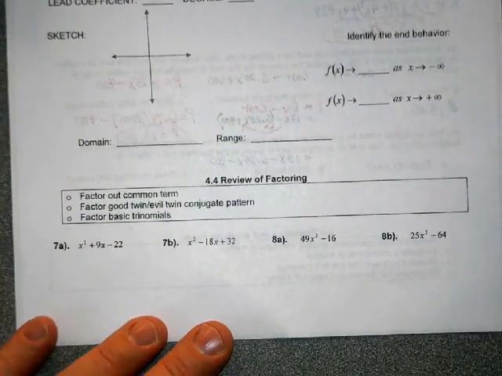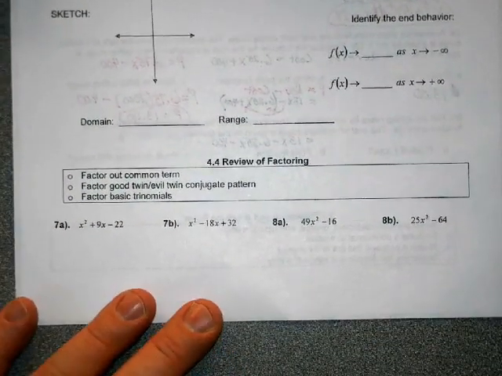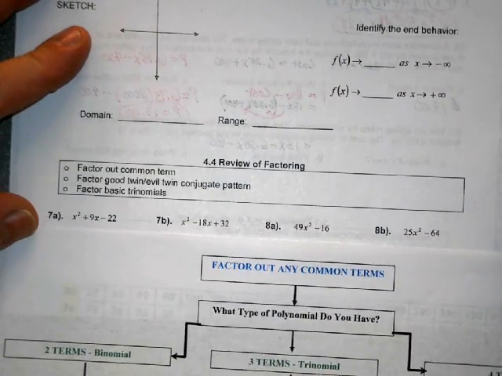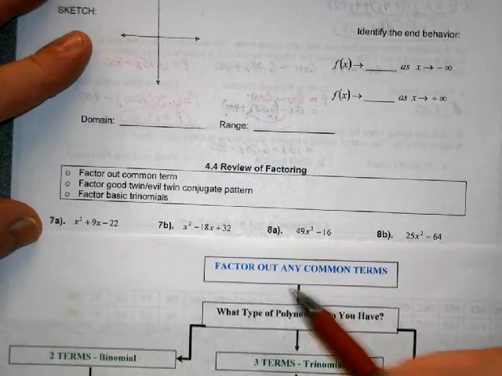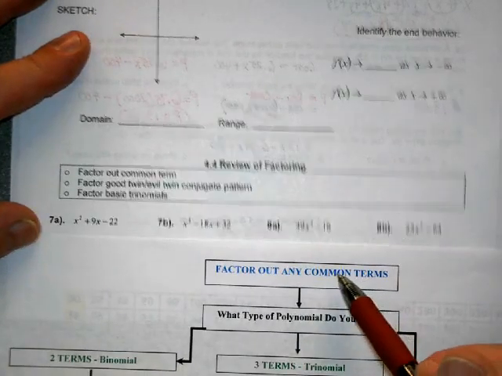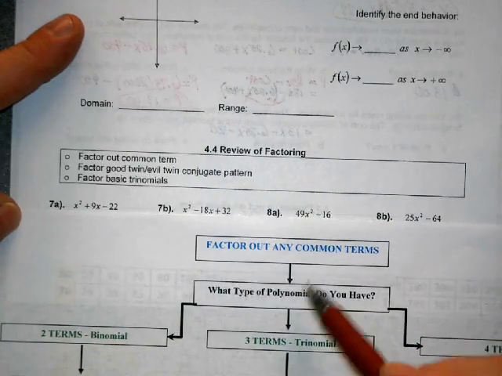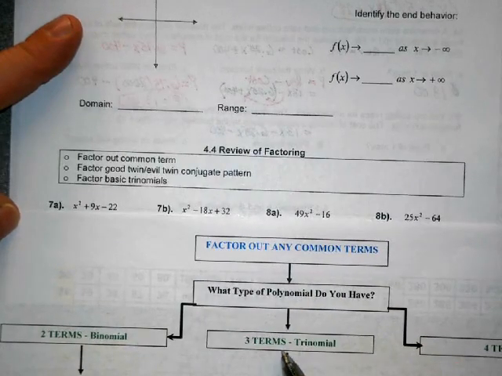Oh, did you guys get your nice colorful little flow charts? If you want one, or you could use your old one. Okay, 7a. X squared plus 9x minus 22. Can you factor out any common terms? No, you can't. What type of polynomial do you have? Well, you got 3 terms. And 3 terms says, well, use the guess and check method.